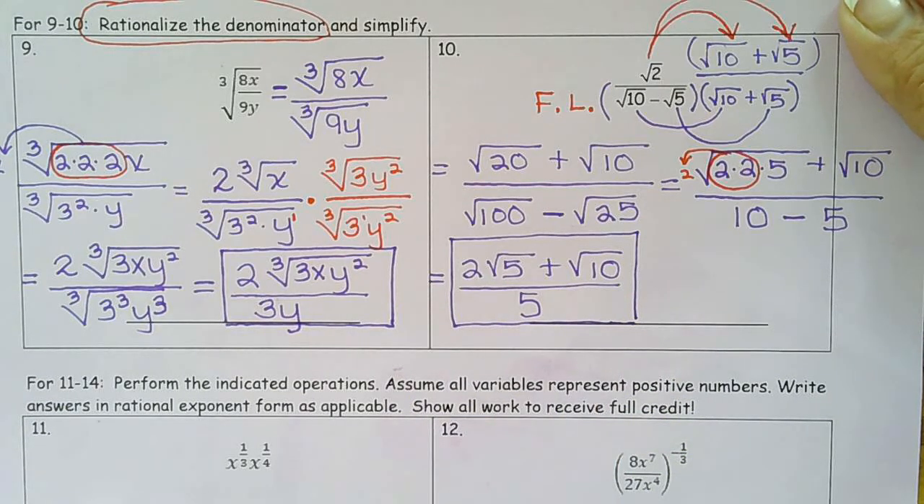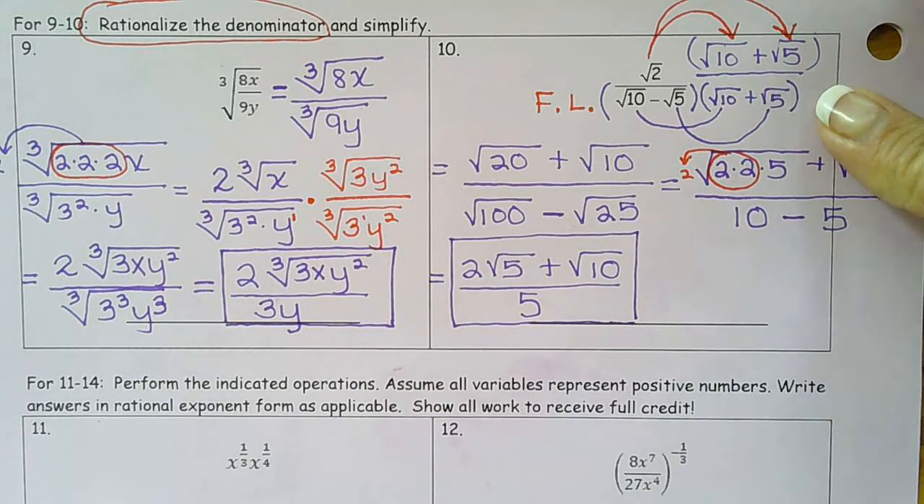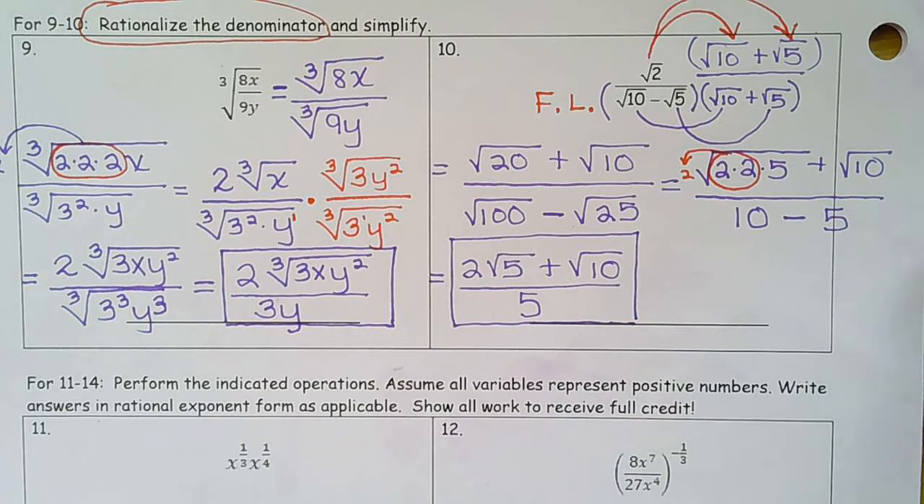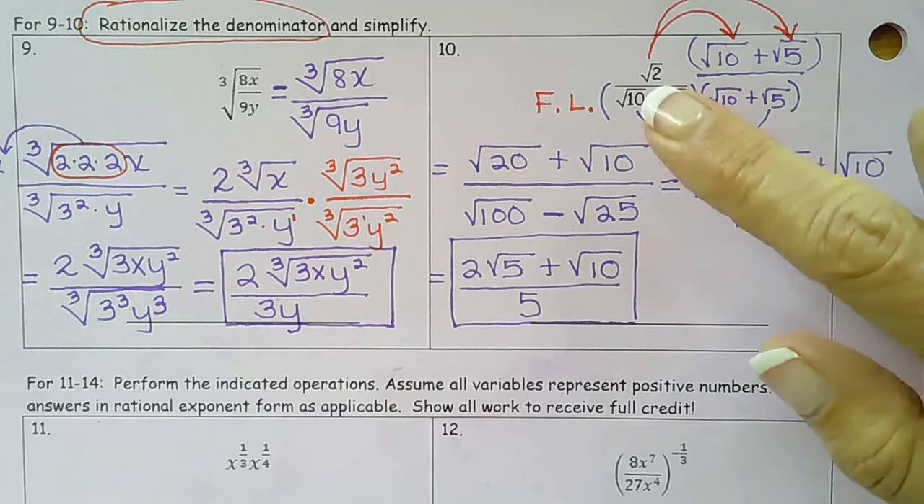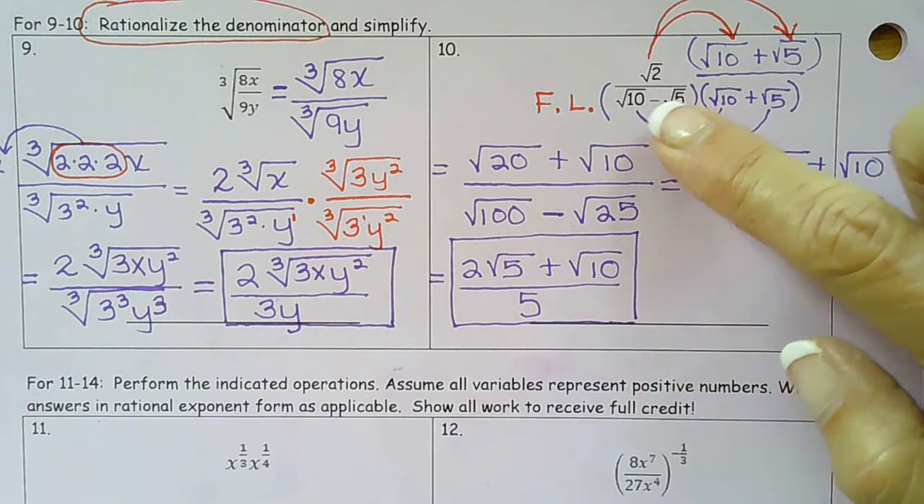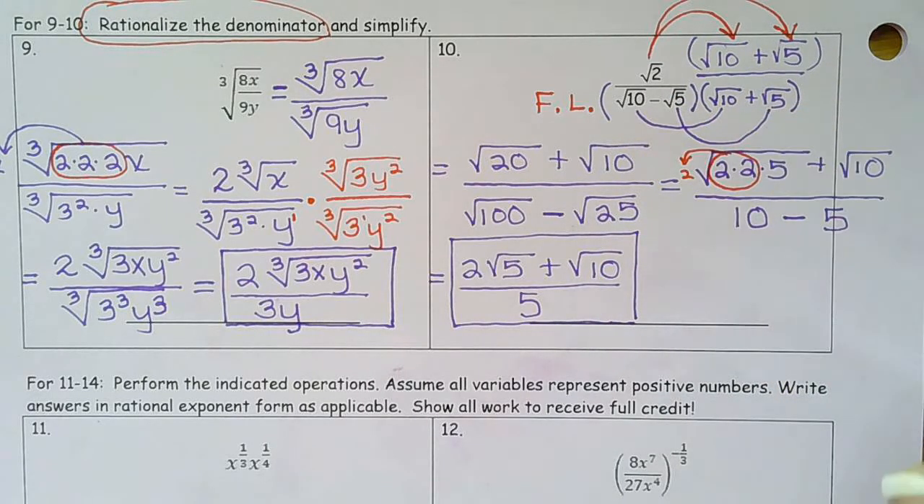Not bad, right? So don't forget conjugates. We use conjugates in 2 different scenarios. We use conjugates when we're trying to get rid of radicals in the denominator, and we use conjugates when we're trying to get rid of imaginary numbers in the denominator.